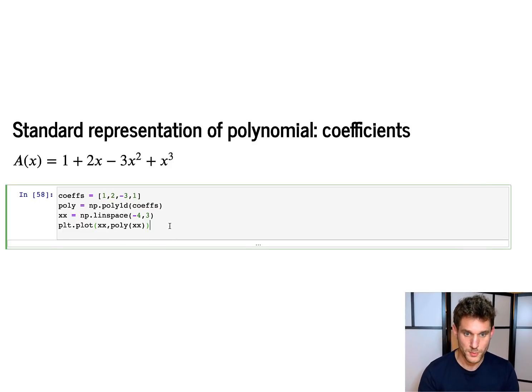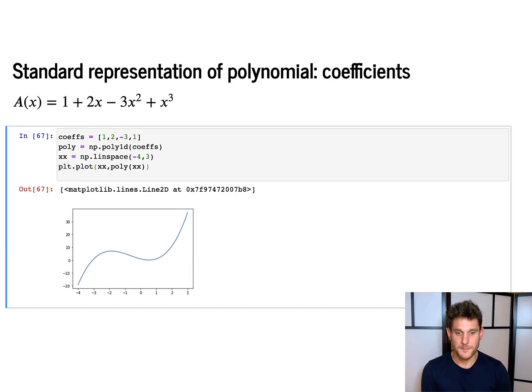Here I'm taking a polynomial which is 1 plus 2x minus 3x squared plus x cubed. You've all seen how these cubic polynomials look. I'm just evaluating a number of points and then plotting that out. Right now I'm looking at this polynomial a in terms of its coefficients.